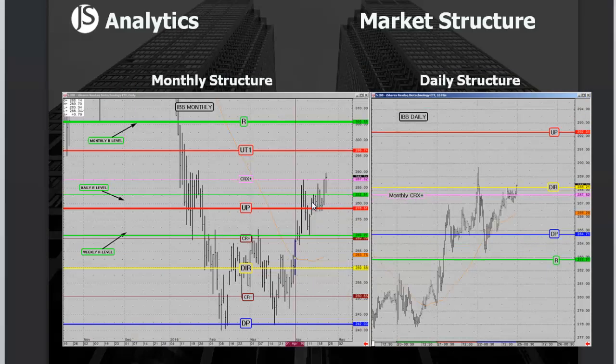When we view the daily structure with the monthly structure, we get added clarity. I've put the monthly CRX plus on the daily, and we can see how important this directional area on the daily truly is. Because if the market is going to break out, it should maintain a trade above the monthly CRX plus, and that would be the same for the directional, where we'd want to see the market maintain a trade above the daily directional, signaling a play for at least the upside pivot on the daily, if not a play for the monthly R level.